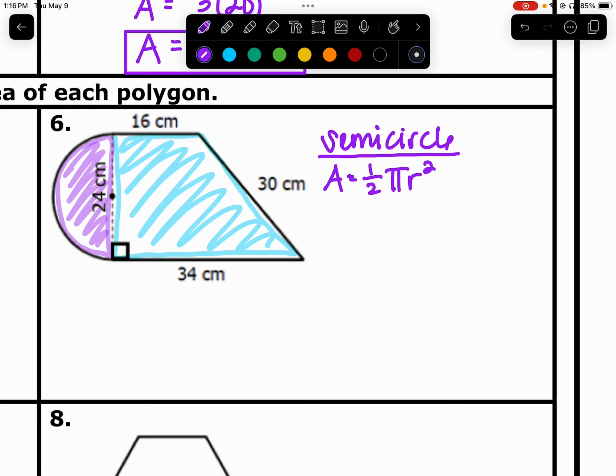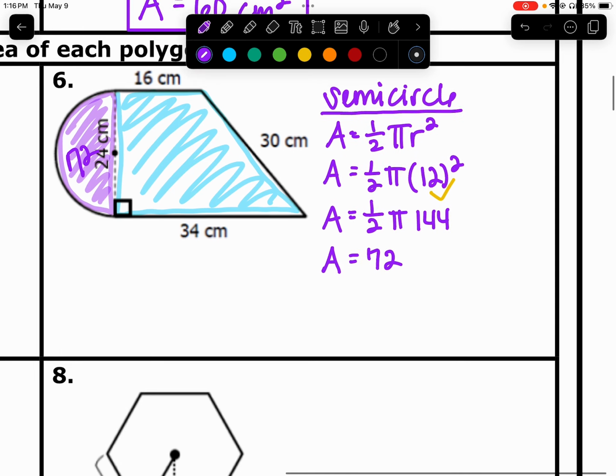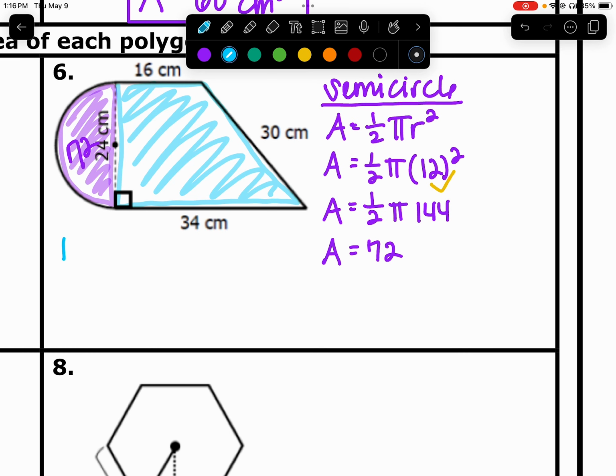All right, so the area of a circle is pi r squared, so a semicircle will literally just be half of that. 1/2 times pi, and the radius is 12. All right, so if we follow PEMDAS, we need to do this exponent first. So that'll be 144. And then half of 144 is 72. All right, so the area of the semicircle is 72 pi. And now we're going to do the trapezoid.